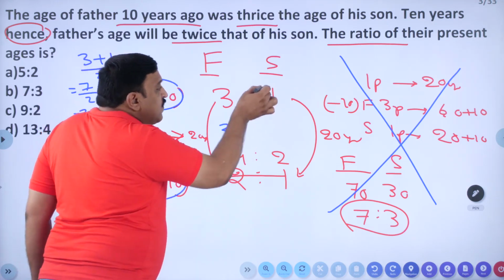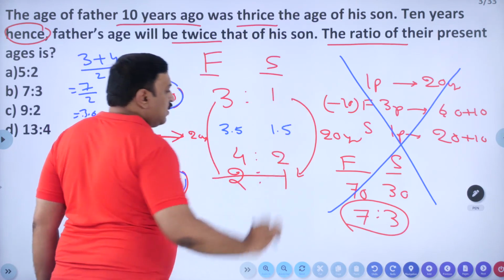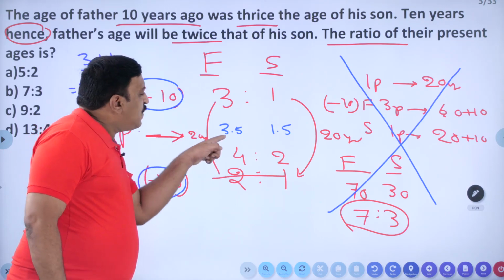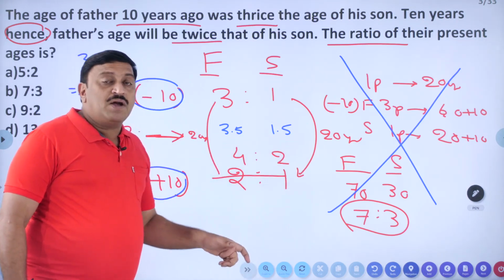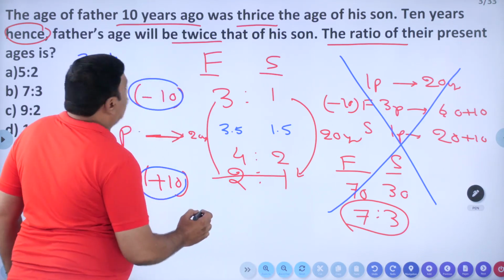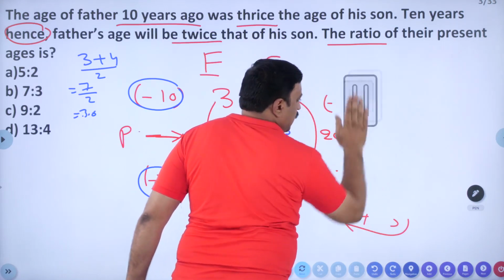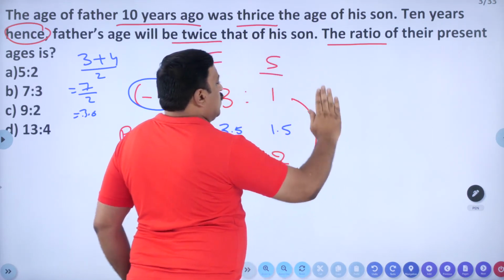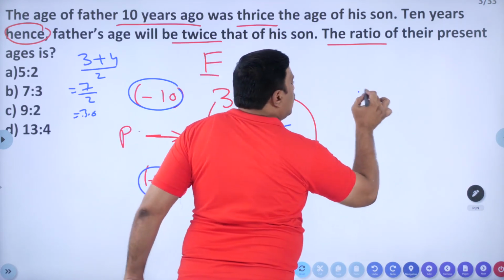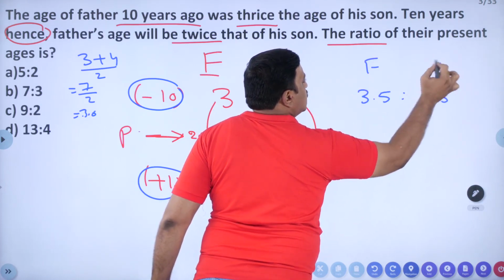3.5. In the same way, 1 and 2, what is the middle one? Middle number. It is 1.5. Over. Your present ratio, that is of father and son, is 3.5 is to 1.5. But it is not there here. So we'll do that one the general way. So I'll remove everything now. We don't need all these things now. Right? So we are now mastering the technique. That is 3.5 is to 1.5 is the father and son's ratio.